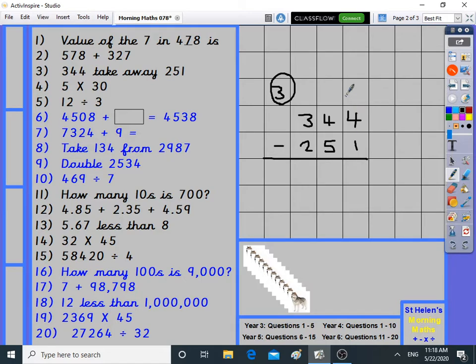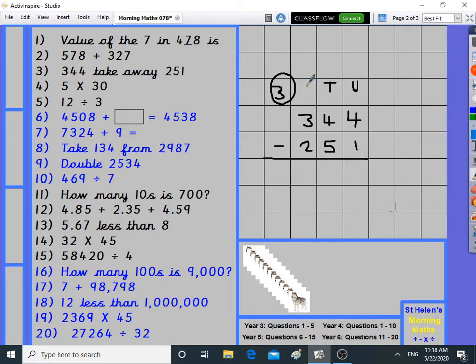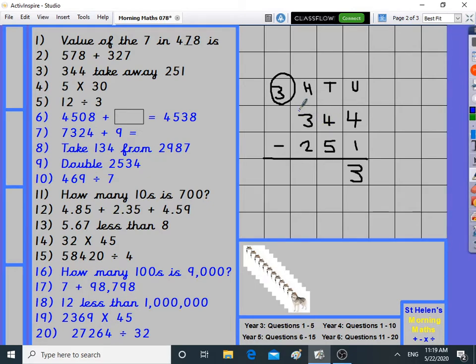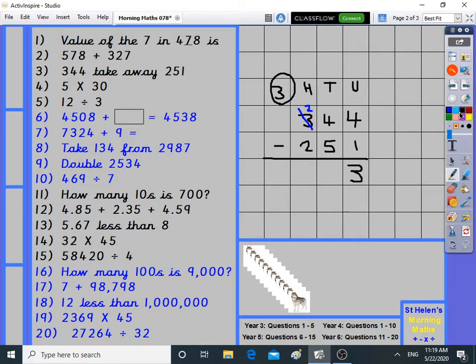And 4 take away 1, let's do the hats, but 4 take away 1 does work. 4 take away 1 is 3. 4 take away 5 we can't do. If you had 4 sweets, you couldn't give away 5 because you only had 4. So we need to do some borrowing or taking to get this 4 bigger. Borrow from this 3 to make it go down to a 2. It's in the hundreds column, so it's more powerful than the number in the tens column.